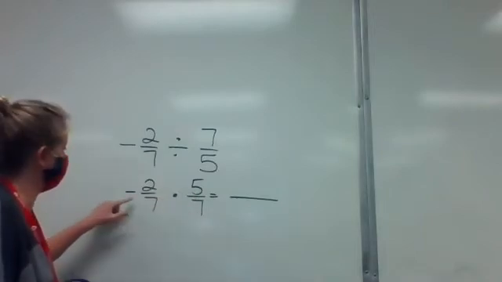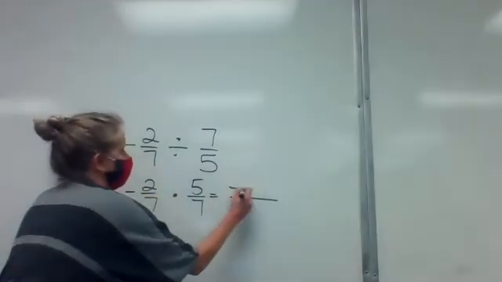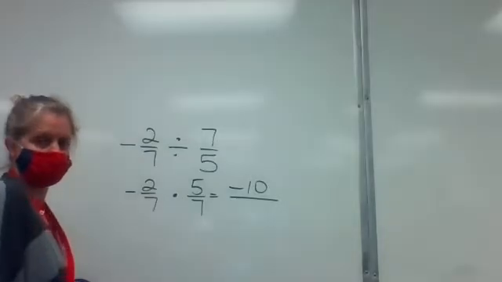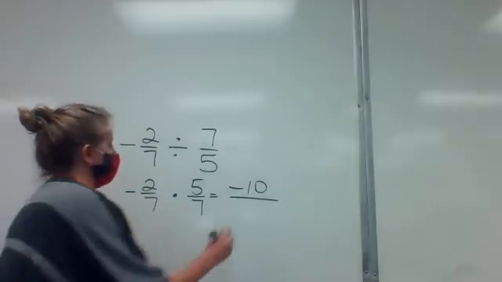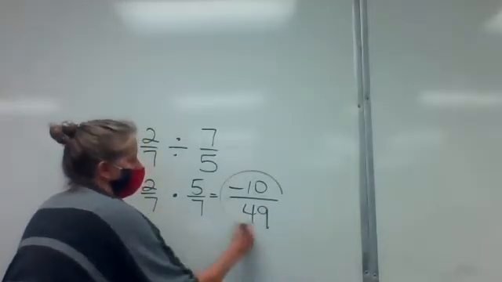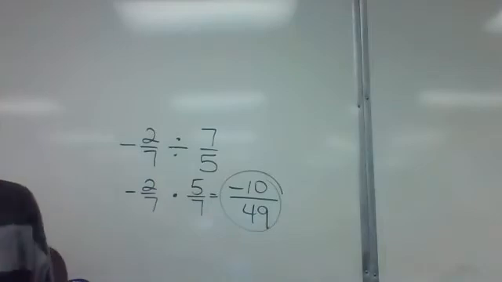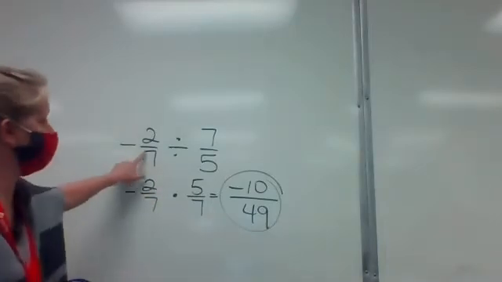Again, I can type this in if I wanted. Negative 2 times 5 gives me negative 10. On bottom, 7 times 7 gives me 49, and that doesn't reduce. Okay? You can actually even type it in.